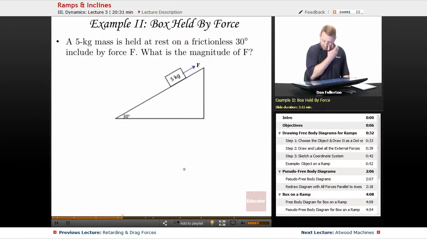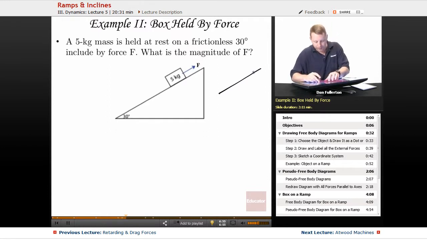Let's do another one. A 5 kilogram mass is held at rest on a frictionless 30-degree incline by force F. What is the magnitude of force F? Well, let's start with our free body diagram. I'll put it up over here. There's our x. Perpendicular to it, we'll draw our y.